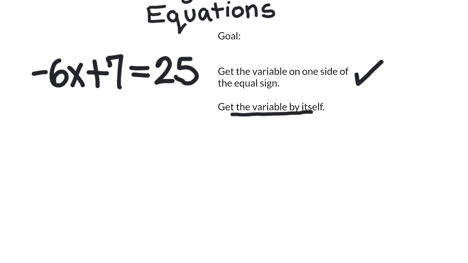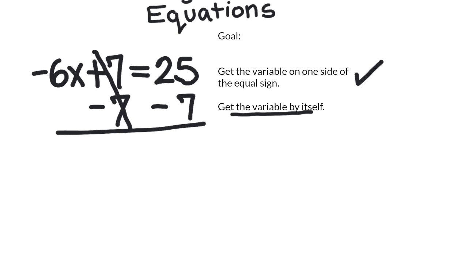We have to get the variable by itself. The variable is attached to the 7 by addition and the negative 6 by multiplication. So we're going to move the things that are attached by either addition or subtraction first, and that's this positive 7. So we'll do the opposite operation of adding. We're doing minus 7 on both sides of the equal sign. Plus 7 minus 7 is equal to 0, so we say that it cancels out. Then we have negative 6x is equal to 18.